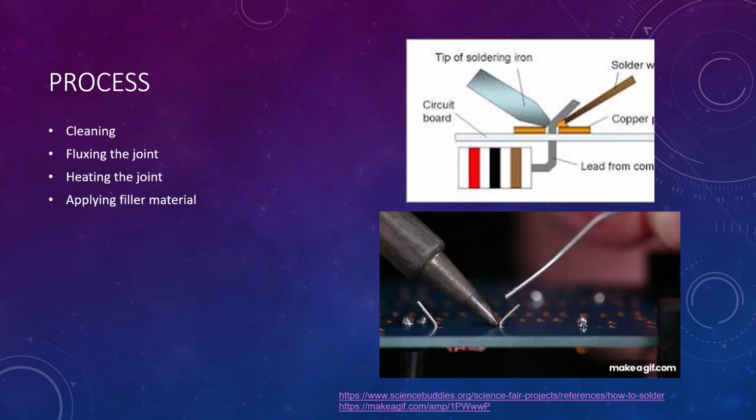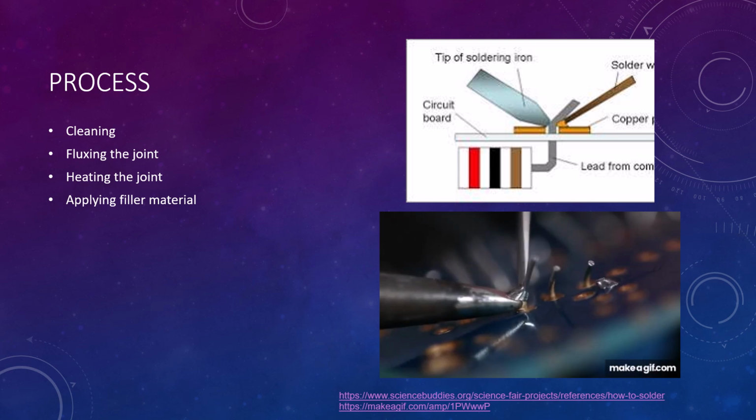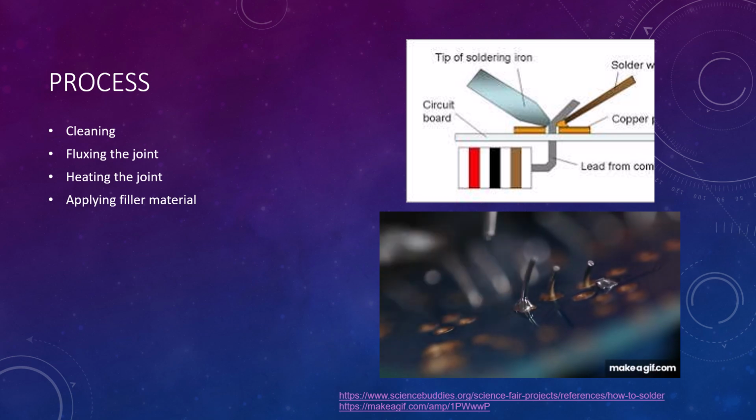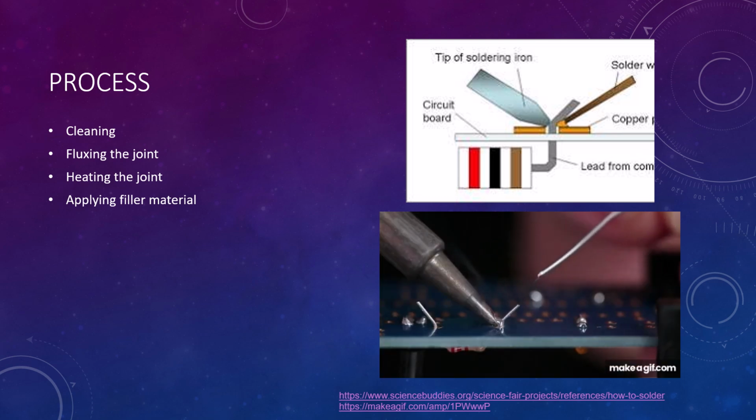The solder is then placed on the joint where the solder needs to be made. The part then needs to be cooled naturally. And so here we have a little video of the soldering process. As you can see, the solder is being applied and the iron is there as well.